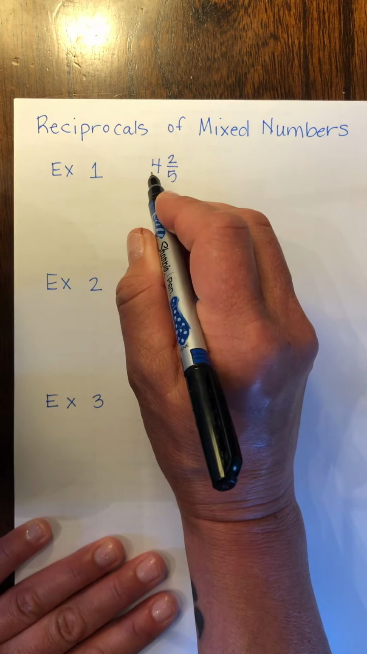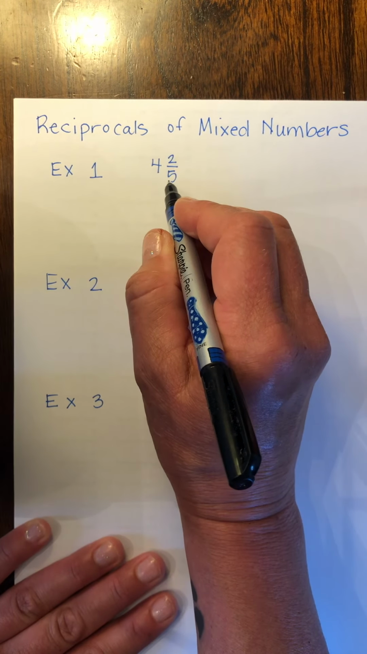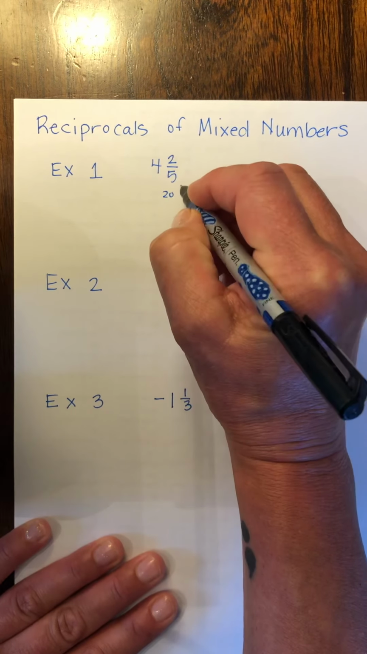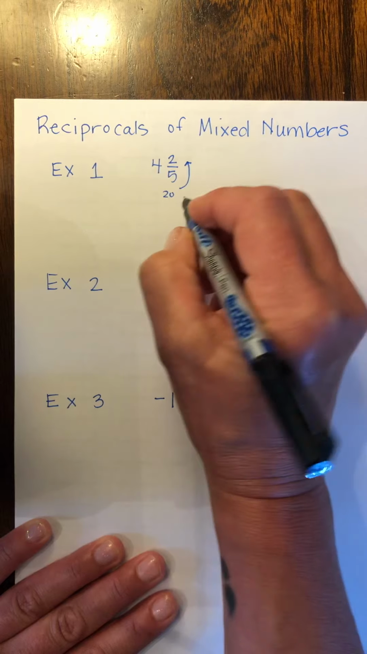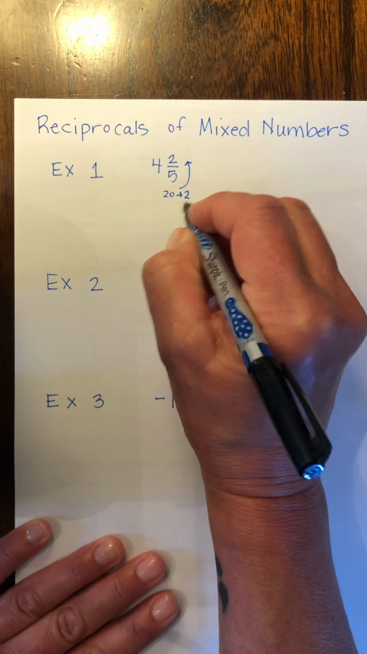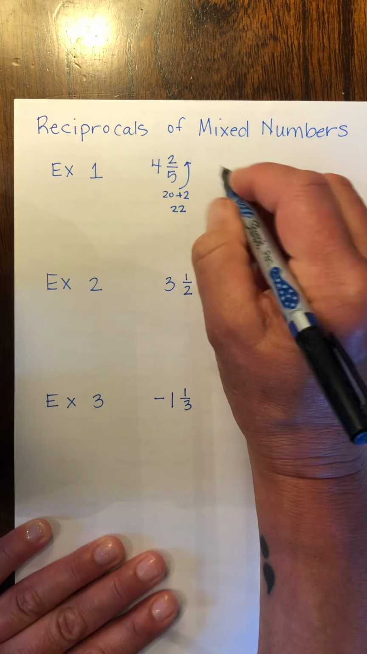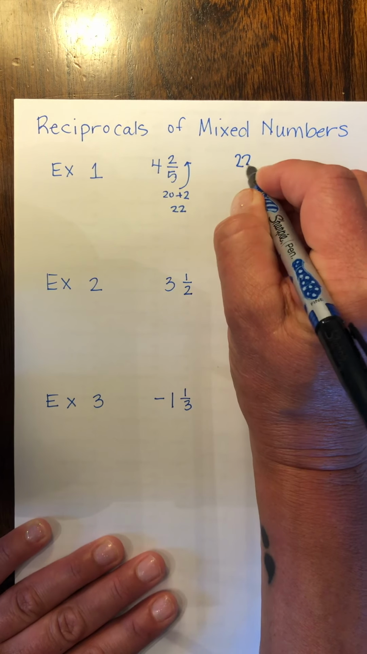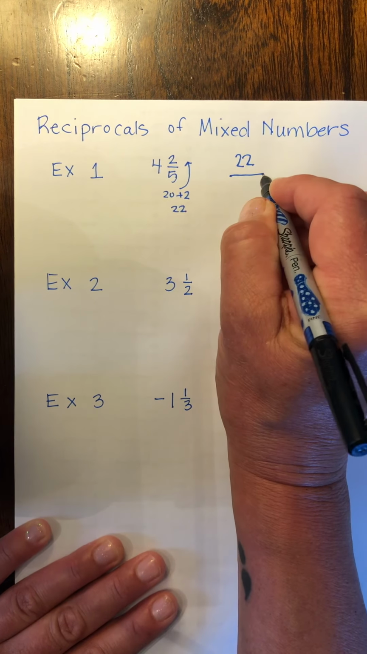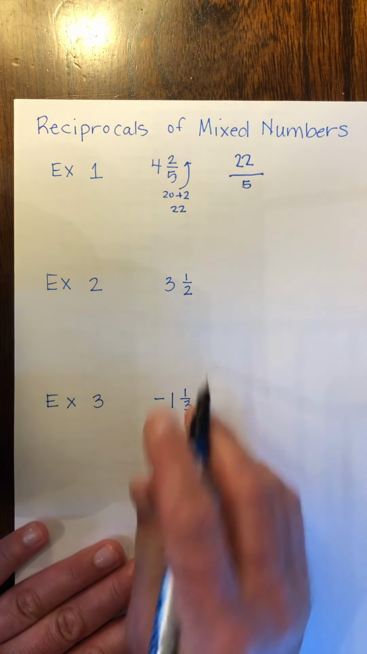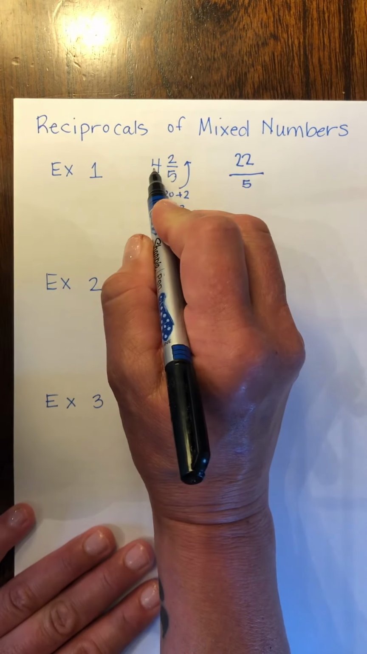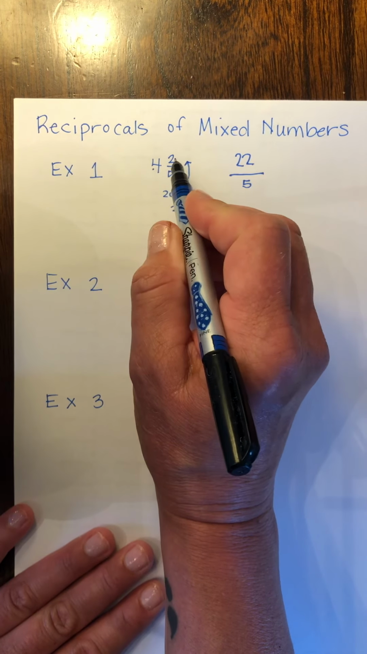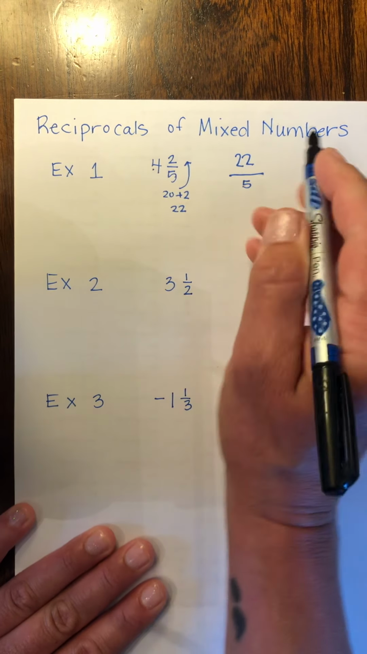And the way we do that is we take 4 times 5, so that would be 20. And then we're going to add that top number. So if we add that, that would give us 22. So 4 times 5 plus 2, that's our top number in our fraction, 22, and the bottom stays 5. So it's big number out in front times the denominator and add the numerator. So that's where the 22 came from.